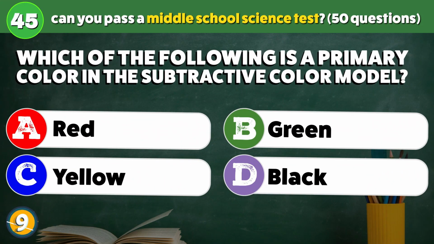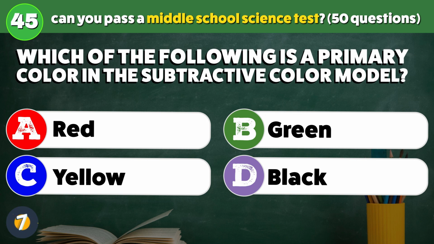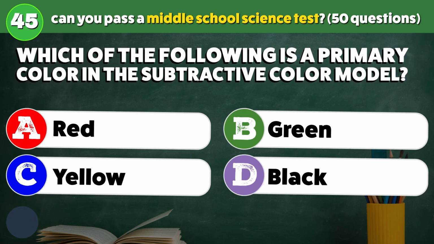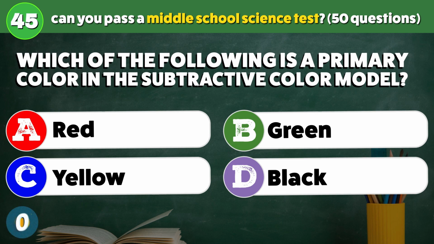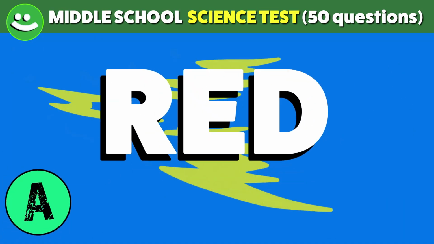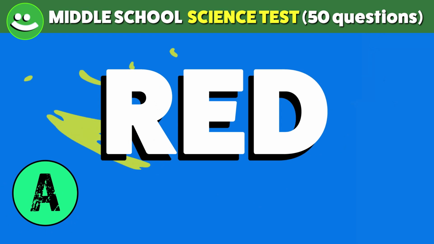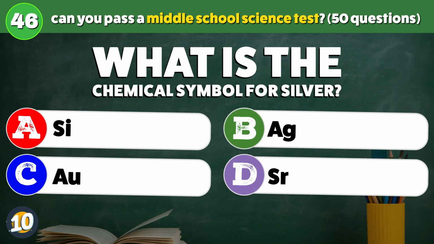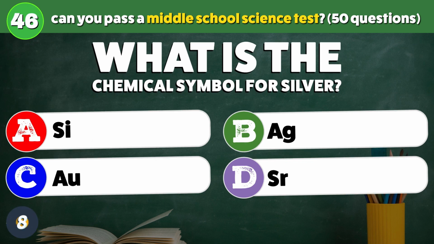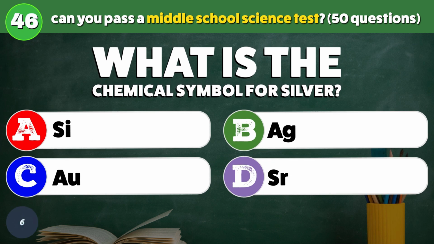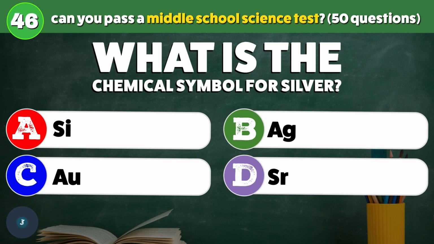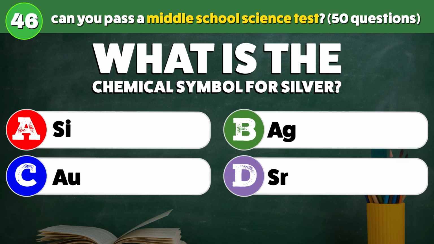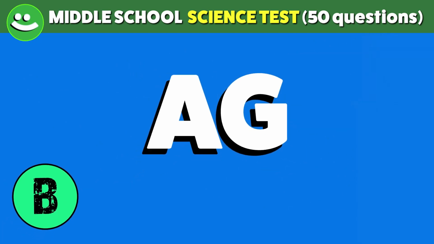Which of the following is a primary color in the subtractive color model? Is it red, green, yellow, or black? It's red. What is the chemical symbol for silver? Is it Si, Ag, Au, or Sr? It's Ag.